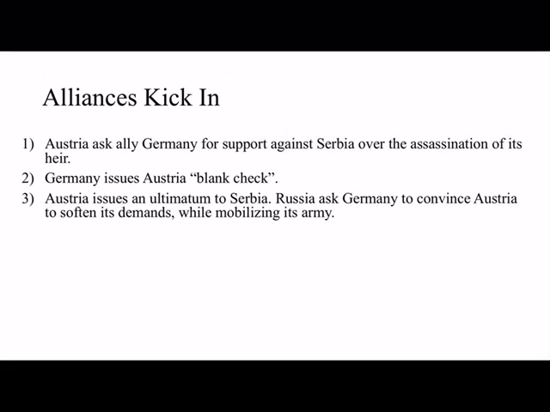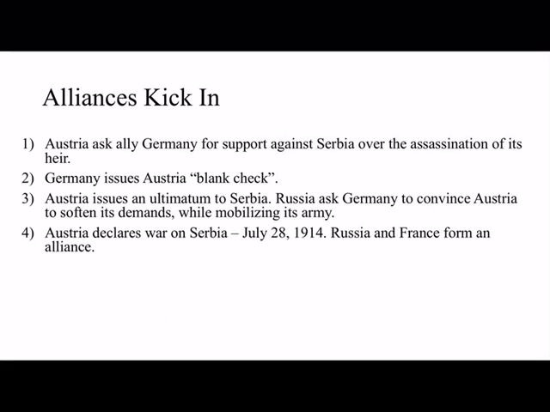So Austria is going to issue this ultimatum to Serbia, knowing full well that there's no way Serbia could meet the demands in this ultimatum. So Russia, one of Serbia's allies, because of this pan-Slavism nationalism, saw its duty to protect all Slavic people, including the Serbs. They're going to talk to Germany and try to convince Germany to convince Austria to soften its demands, while at the same time, Russia, under Tsar Nicholas, is going to begin mobilizing its military, preparing for a potential conflict. So when Serbia does not meet this ultimatum, Austria declares war on July 28, 1914.